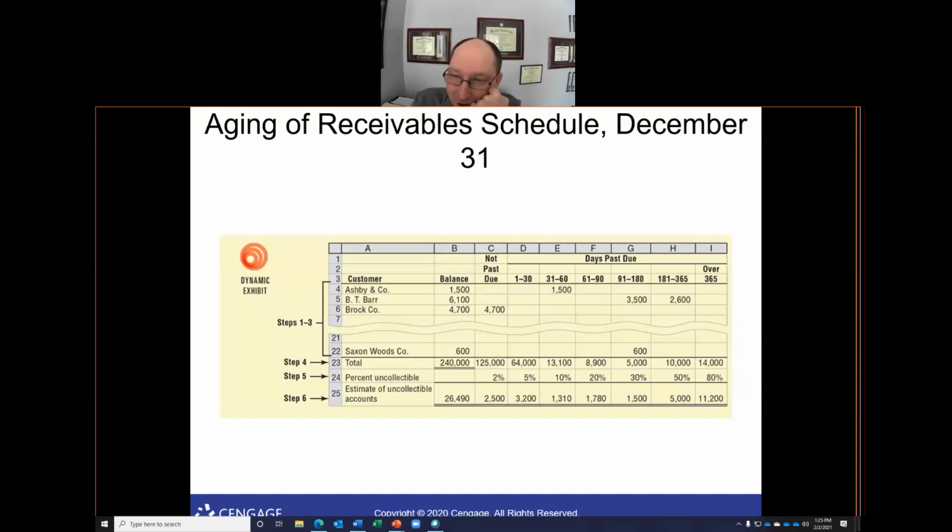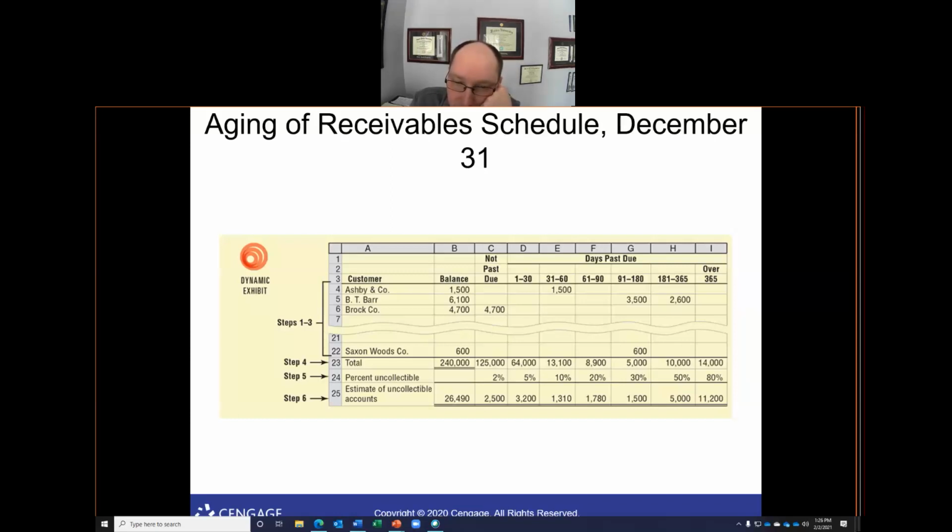181 to 365, a year, right? 50% we won't be able to collect. Anything over 365 days, 80% of that I won't be able to collect. Again, these are estimates, right? The percentages are estimates that we expect we won't be able to collect.